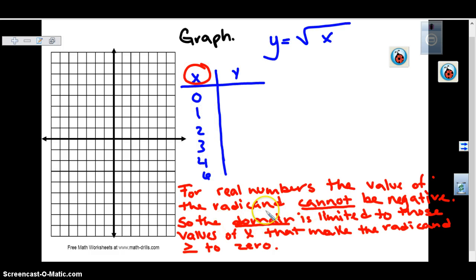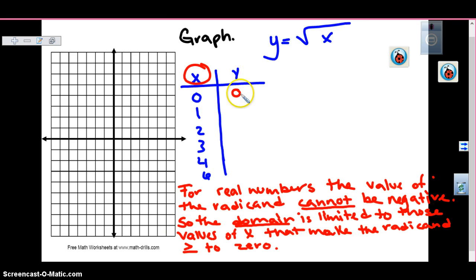For real numbers, the value of the radicand cannot be negative, so the domain is limited to those values of x that make the radicand greater than or equal to 0. In this case, substituting x for 0 will make y equal to 0. So the smallest value for x will be 0. If we substitute x with 0, then y would equal 0.